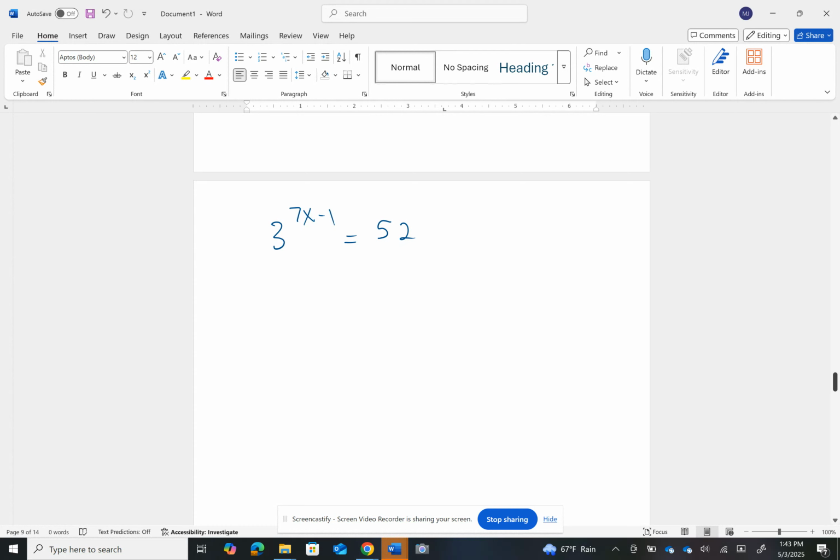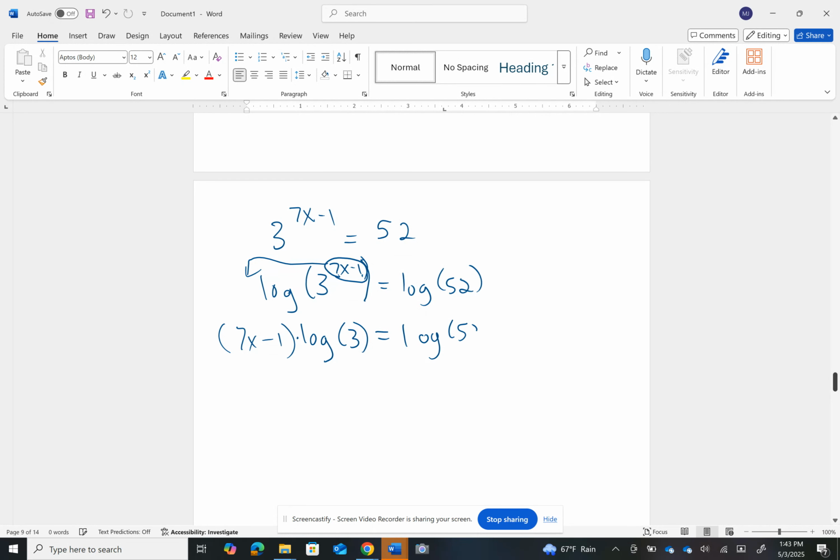So that's the type where what we're going to wind up doing is going in and logging both sides, log of both sides. Okay. All right, now at this point, I could bring this exponent down in front using one of the properties of logarithms, but it would be 7x minus 1 in parentheses, and then the log of 3 equals the log of 52.